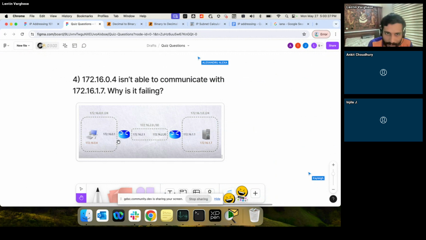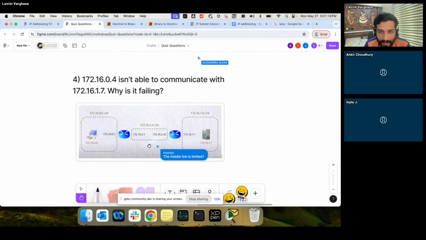So if you see here, right, this network is a 0.0 network. This is a 1.0 network. And between the routers, we have a 2.0 network. This will enable these links to communicate. This will ensure whatever devices in here can communicate with each other. But in this case, 0.4, which is this computer, is not able to communicate with 1.7. Why do you think that is? If you are familiar with routing concepts and all, don't think too much. We are not going in that line.